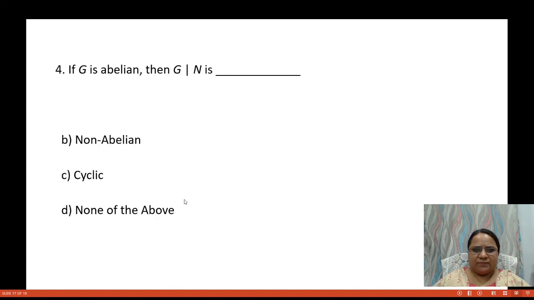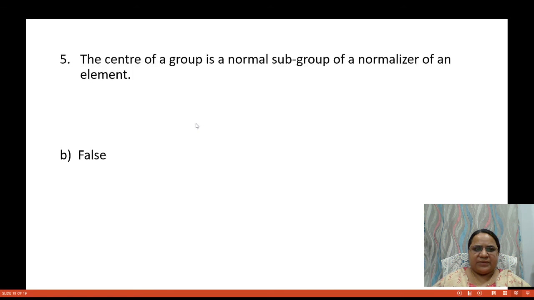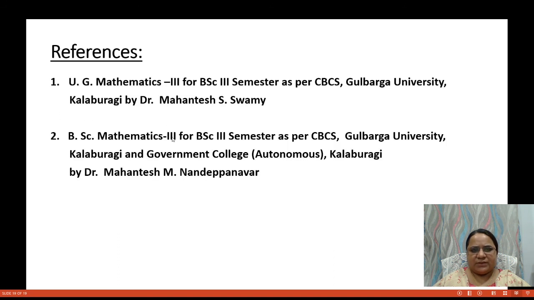Next we have the 4th question. If G is abelian, then G/N is also abelian. Next, the center of a group is a normal subgroup of a normalizer of an element. Whether it's true or false, that's true here.